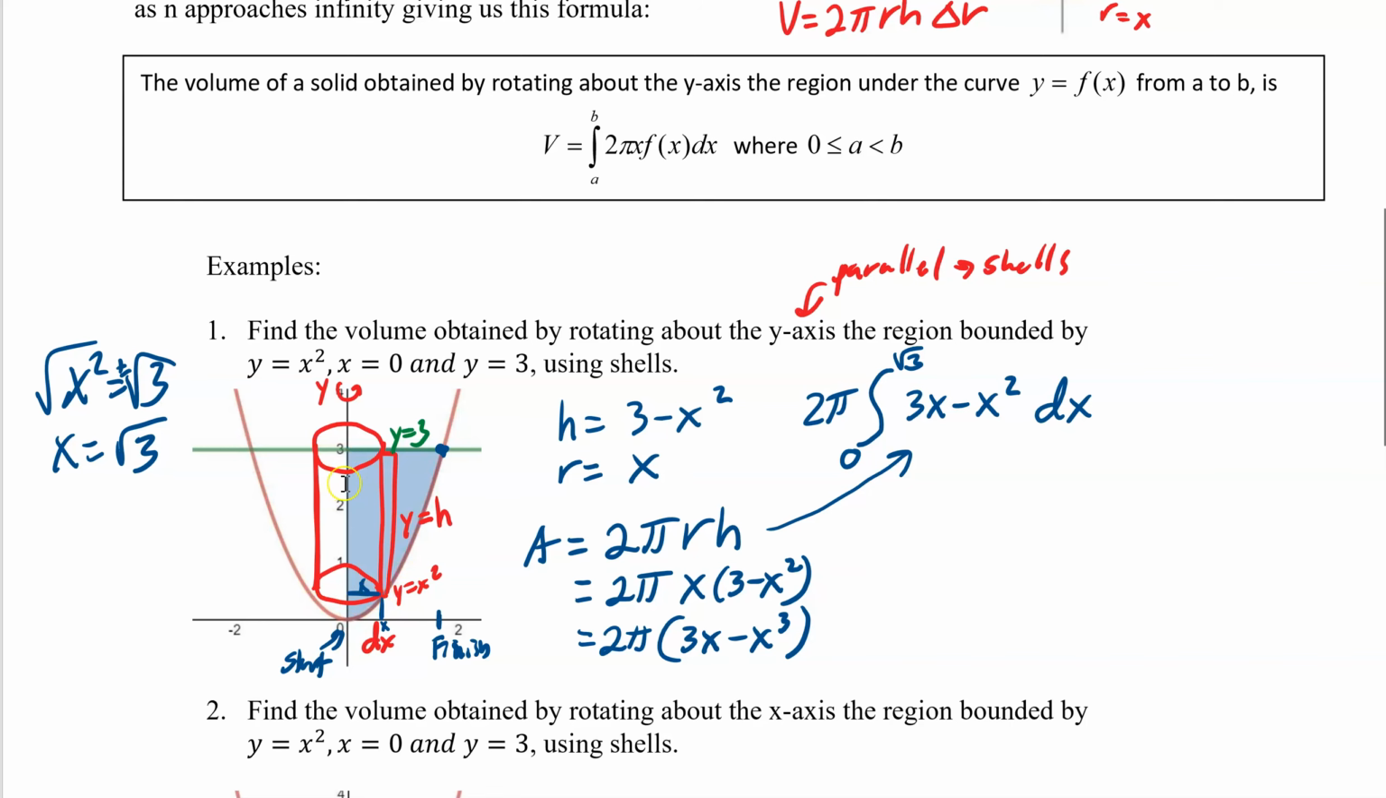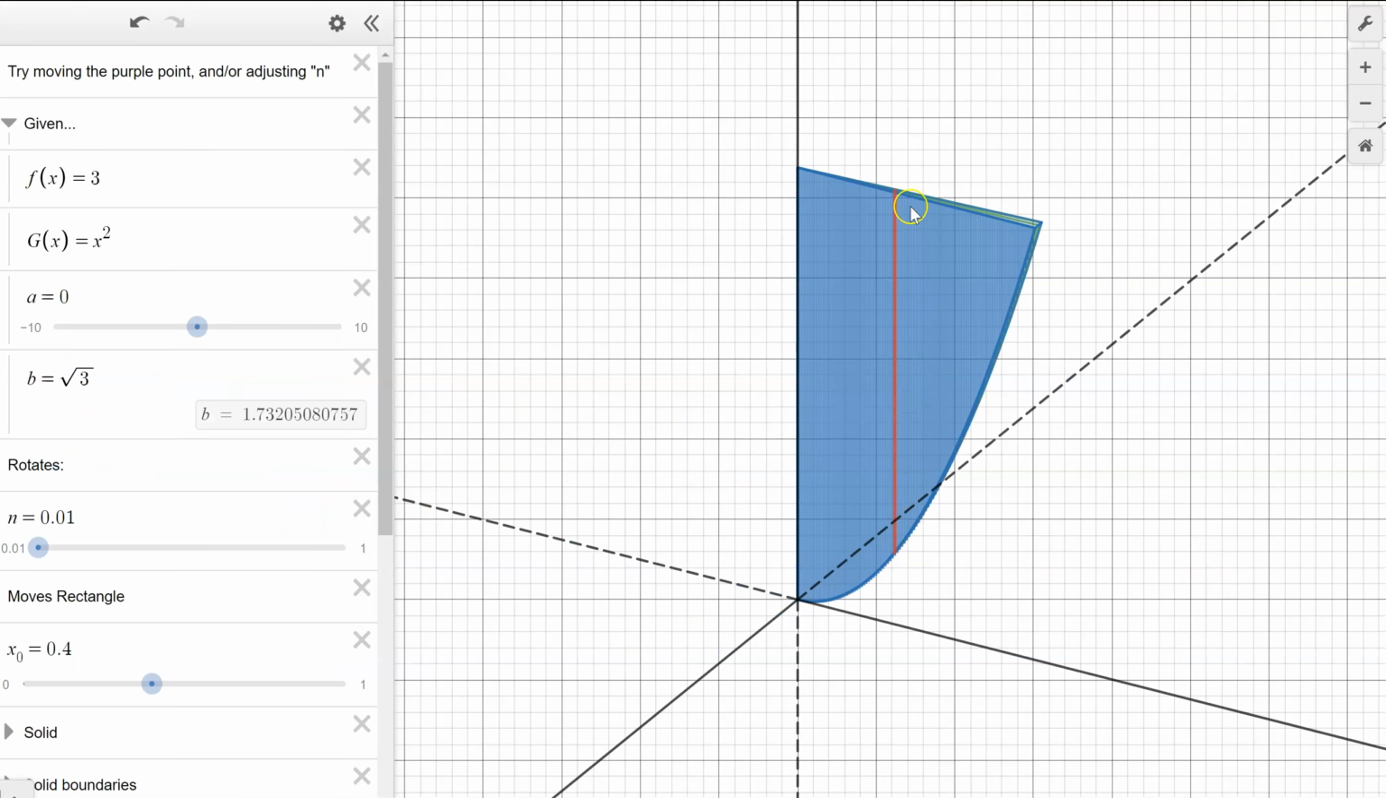So this will give us the volume that's created. Let me show you what's happening before we do that. So you can see this is our rectangle, and we know it's a good rectangle.